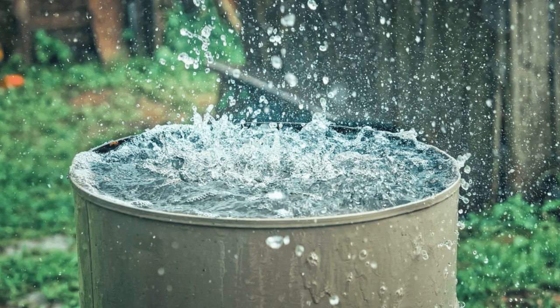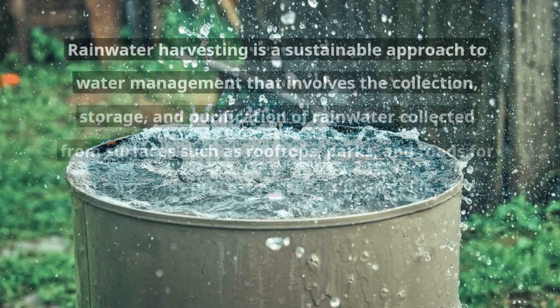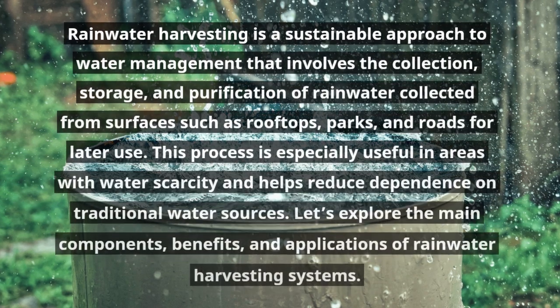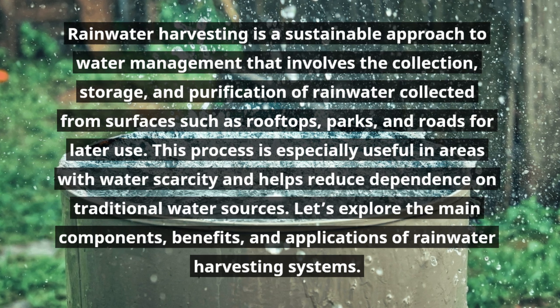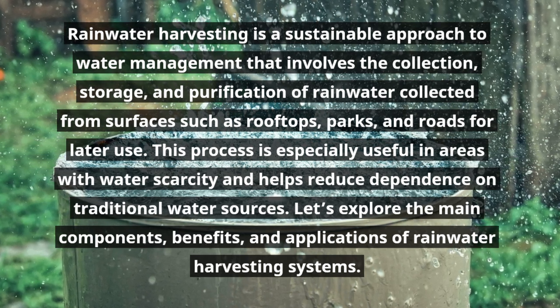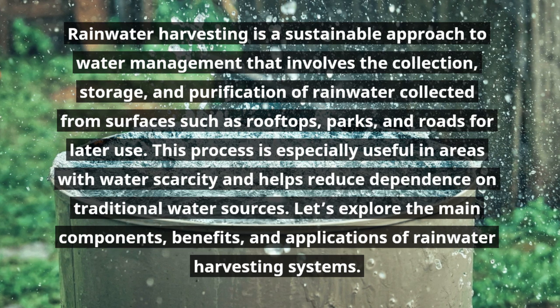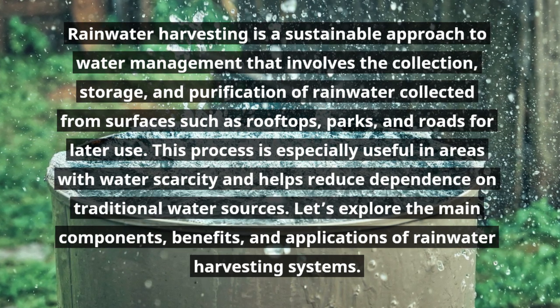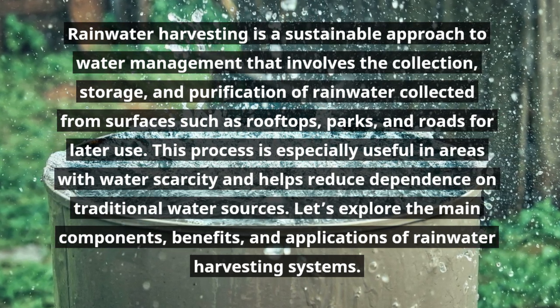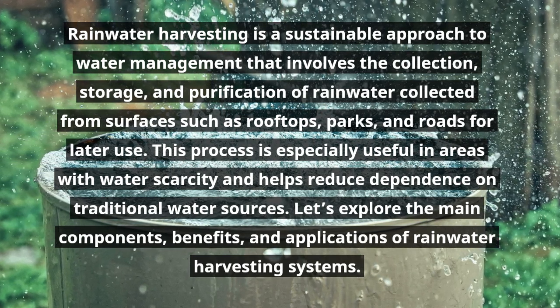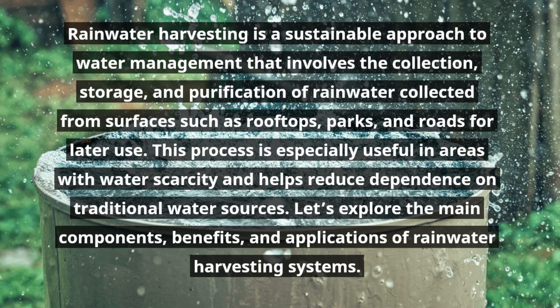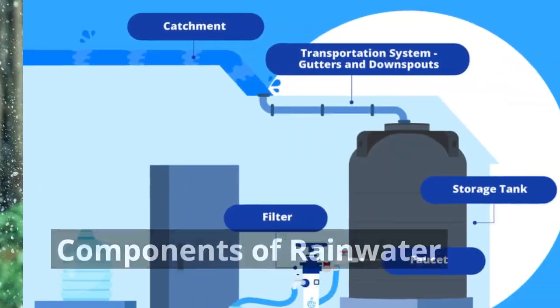Rainwater harvesting is a sustainable approach to water management that involves the collection, storage, and purification of rainwater collected from surfaces such as rooftops, parks, and roads for later use. This process is especially useful in areas with water scarcity and helps reduce dependence on traditional water sources. Let's explore the main components, benefits, and applications of rainwater harvesting systems.